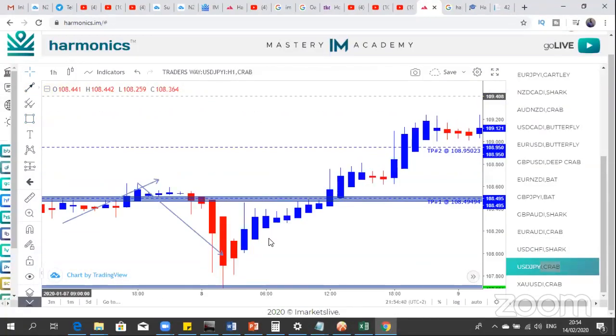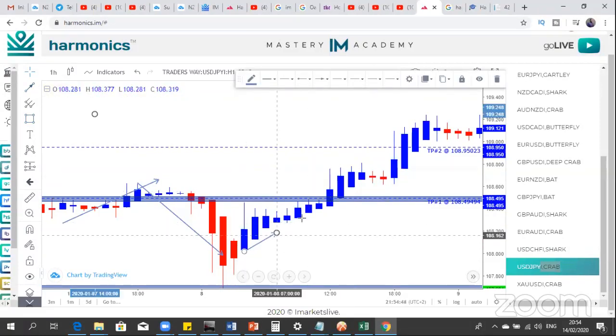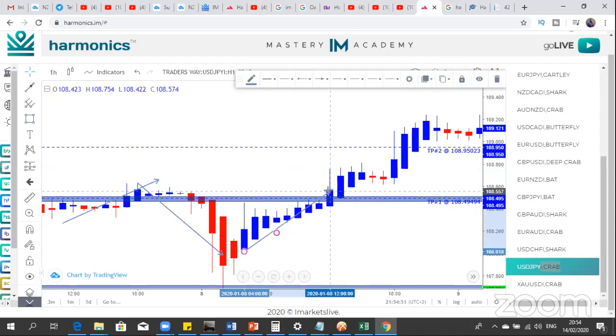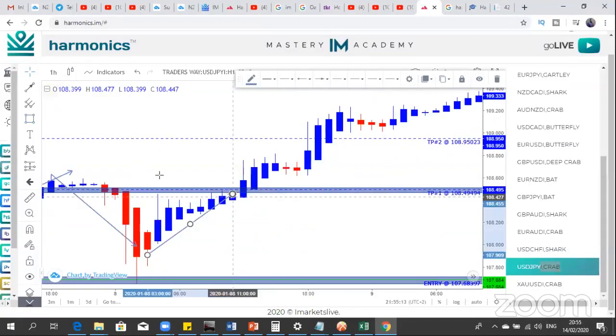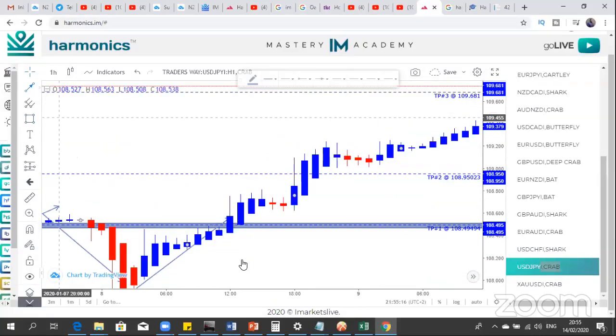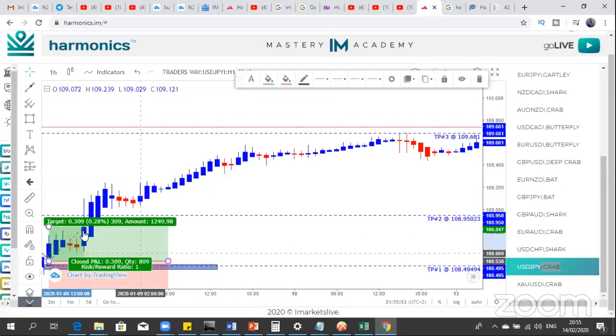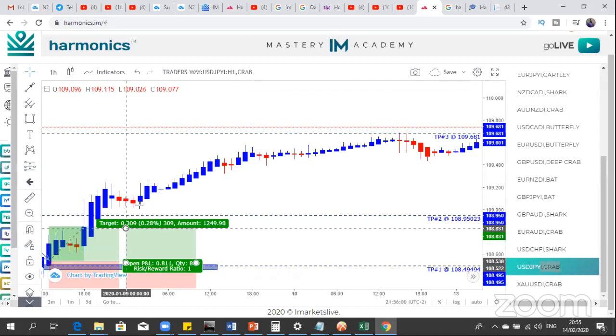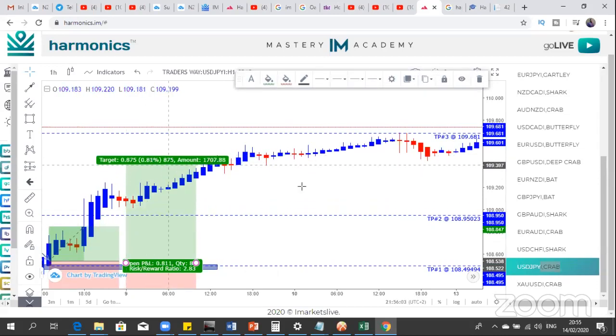So this is now your what? Entry price. Your stop loss is what? 30 pips. Good. That's your stop loss. Then TP1, 30 pips. TP1, 30 pips. TP2, 60 pips.